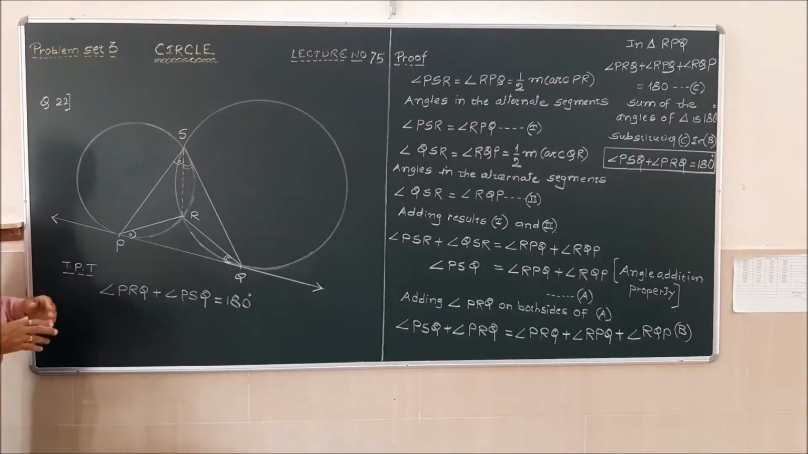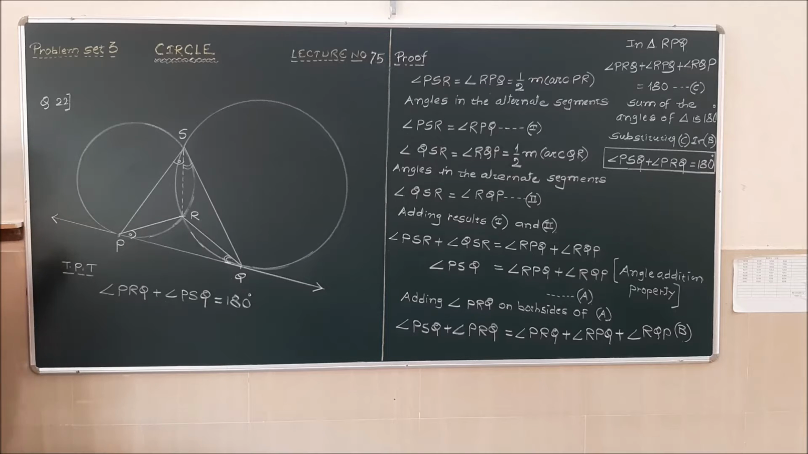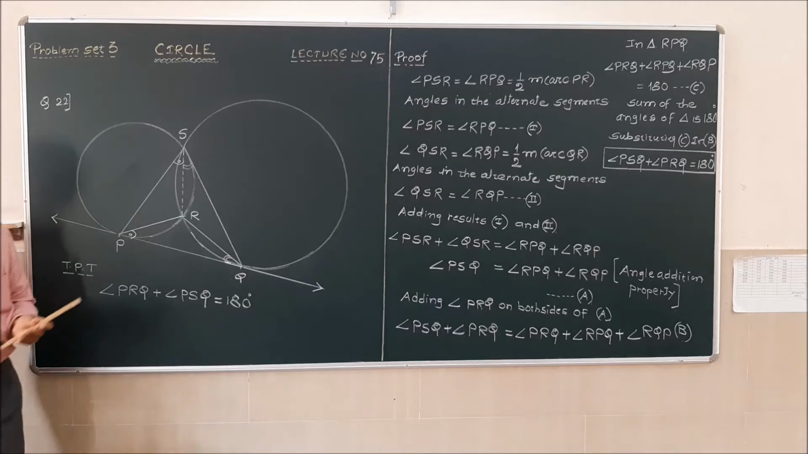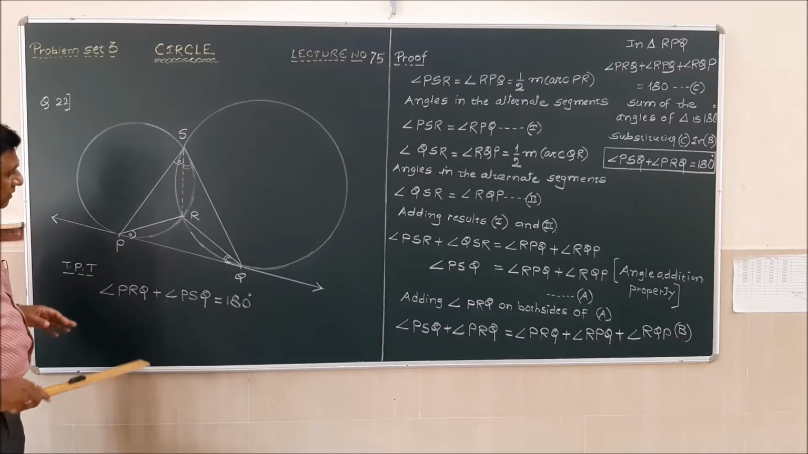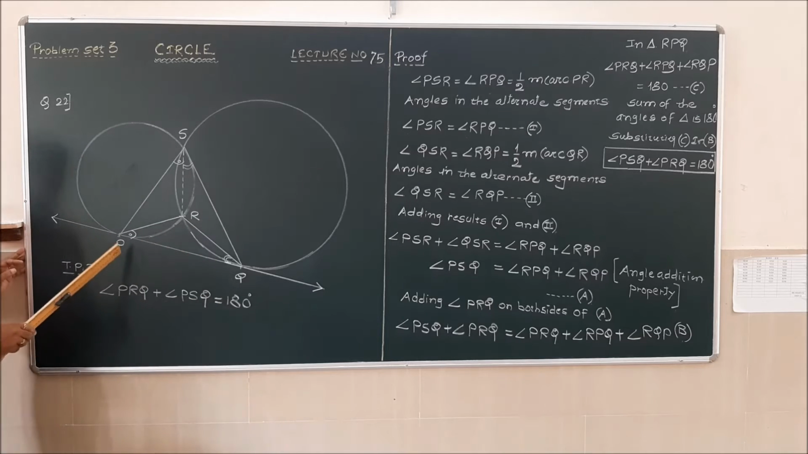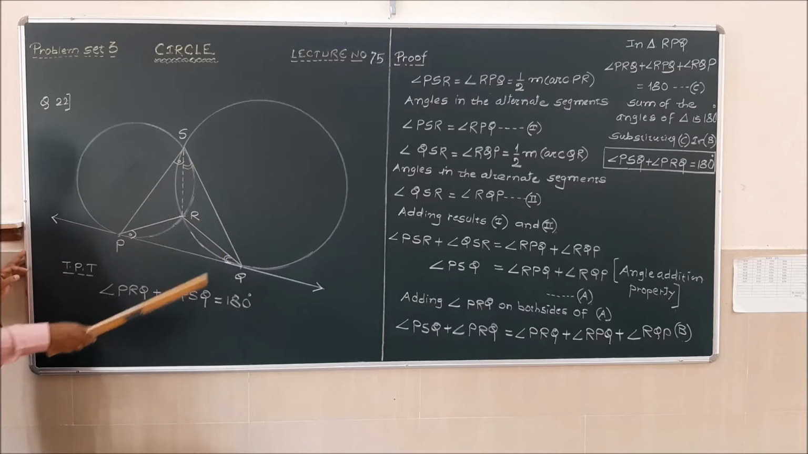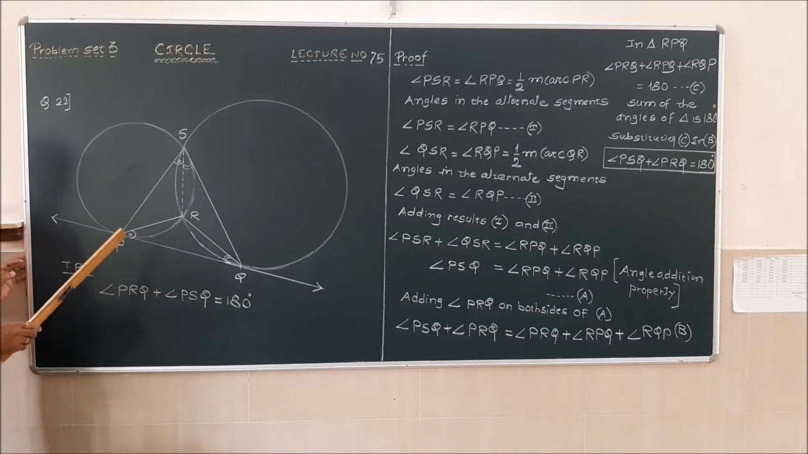So please look at this sum carefully. Try to understand it also carefully. Please have a quick review of this sum. This is figure 3.100. We have to prove angle PRQ plus PSQ is equal to 180.